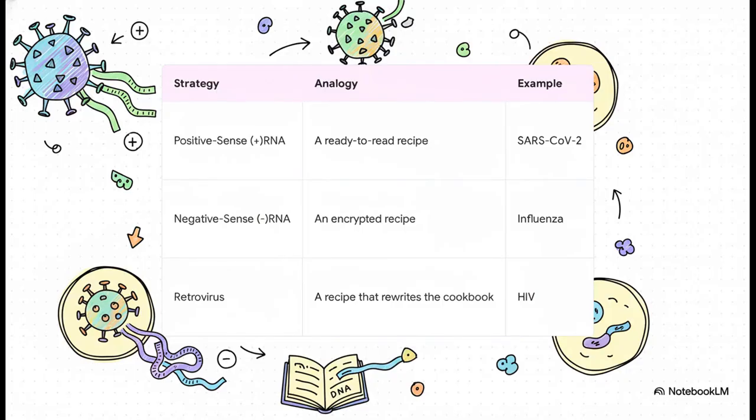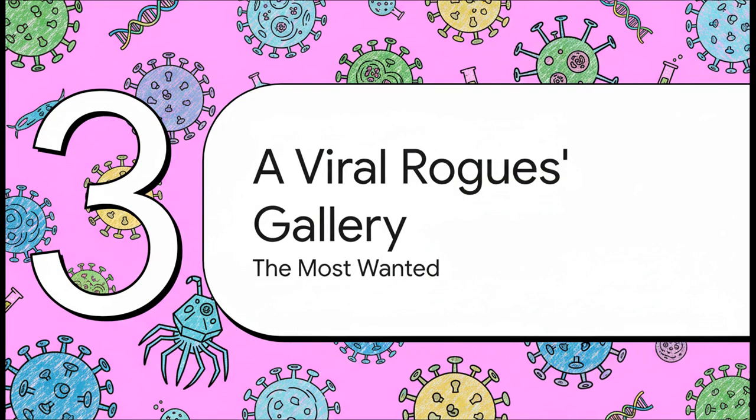And when you look at RNA viruses, the playbook gets even cooler. So, some of them have what we call positive sense RNA. You can think of this as a recipe that's ready to go. The cell's machinery can read it and start cooking immediately. Then you've got negative sense RNA. This is more like an encrypted recipe. The virus has to bring its own special decoder key to unlock it first. But the craziest of all? Retroviruses, like HIV. They don't just give the cell a recipe. They use a special tool to permanently rewrite the cell's master cookbook. It's just wild.